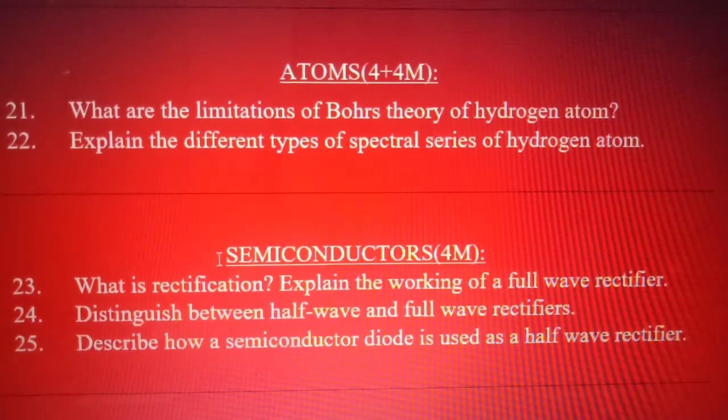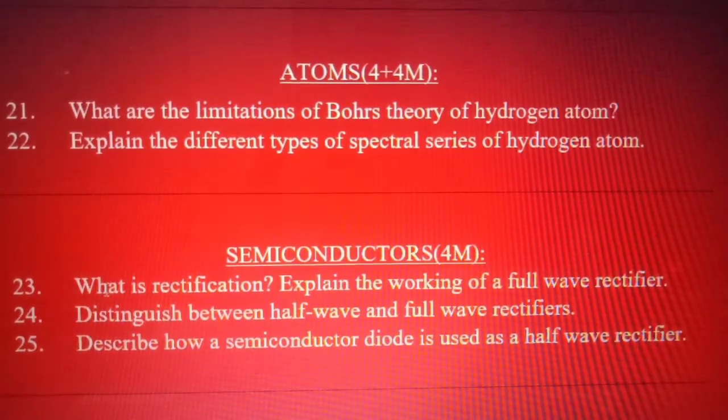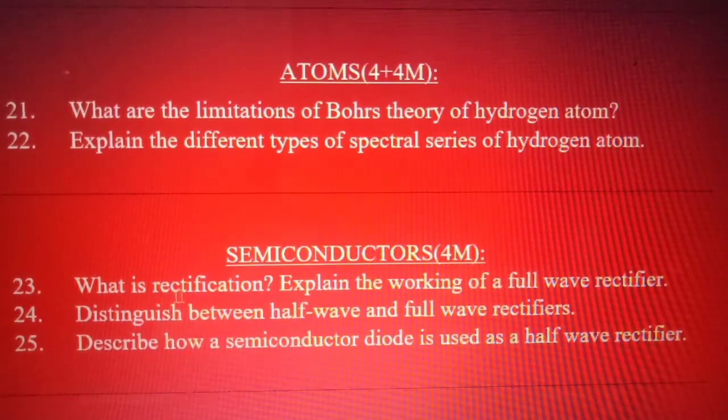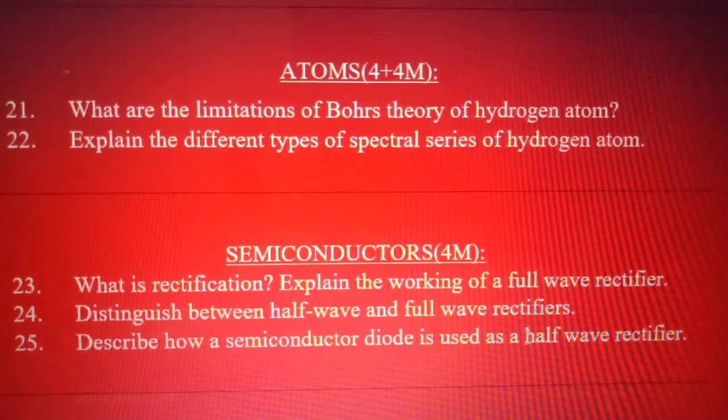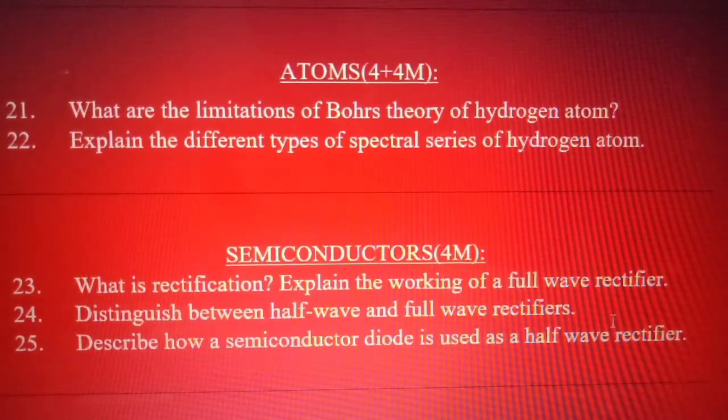And coming to the next chapter, semiconductors, you will have one 4 marks question, and the questions are: what is rectification? Explain the working of a full wave rectifier, distinguish between half wave rectifier and full wave rectifier, describe how a semiconductor diode is used as a half wave rectifier.